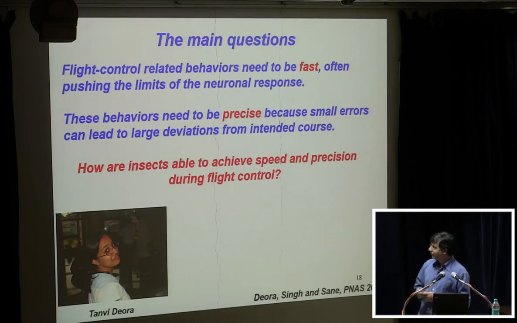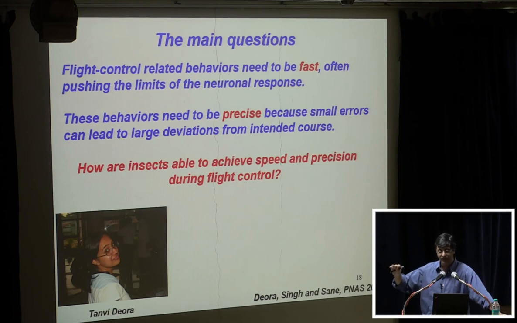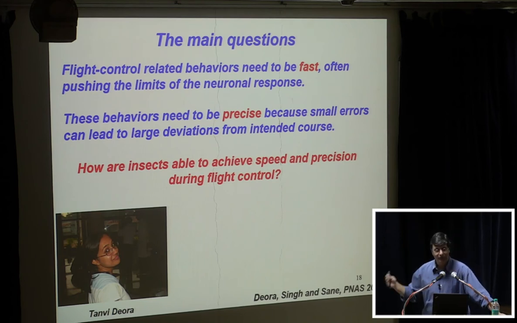So we got into this question primarily through a very talented graduate student, Tanvi Devra, who worked in my lab, and we started asking questions about how can insects be so fast and yet so precise, and they have to be precise. If they are not precise, you will not see those exquisite maneuvers that I just showed you at the beginning of the talk. You know, insects will veer off course. It doesn't take much for something that light to veer off course. So how can they be both fast and precise at the same time?